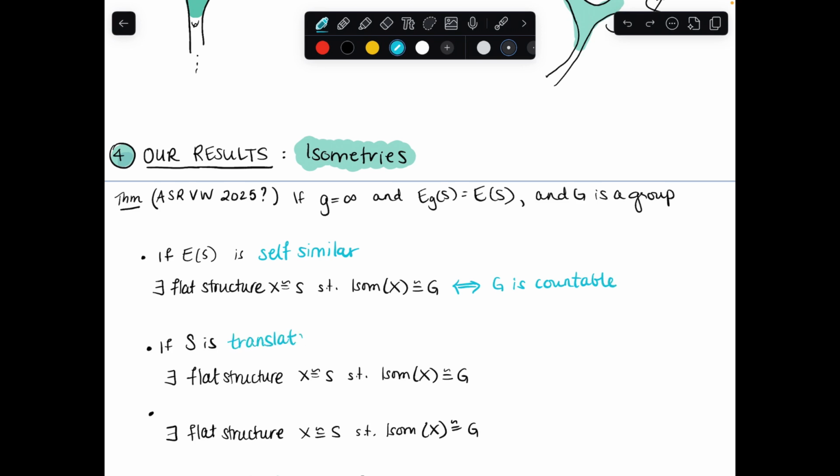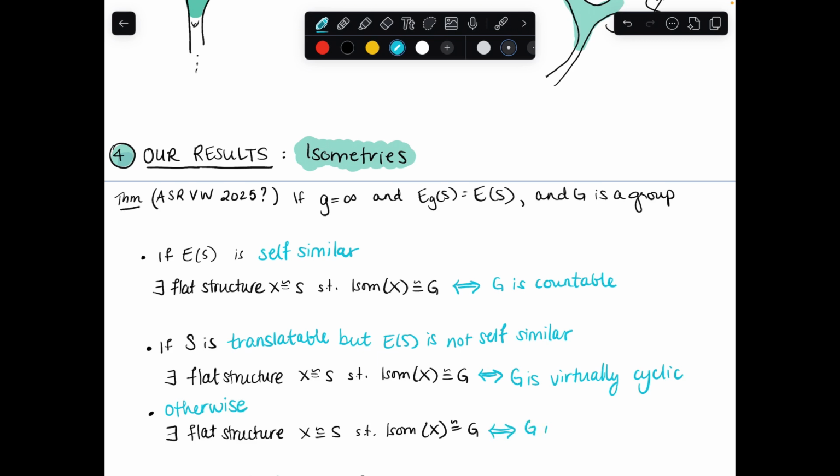If the surface is translatable, which is a new word I haven't defined yet, but the end space is not self-similar, then G is realized as an isometry group for a flat structure if and only if G is virtually cyclic. And then otherwise, in all other situations, G is realized as the isometry group of a flat structure if and only if G is finite.